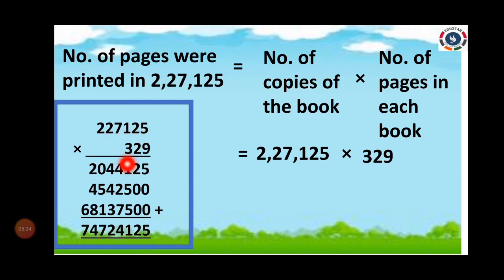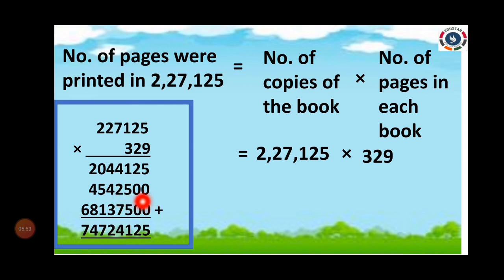2,27,125 into 3. So 3 is in which place? Hundreds place. Hundred means it has 2 zeros. So we want to write 2 zeros in the last 2 places. Okay, so write 2 zeros. Then you start to multiply by 3. So what do you get finally?